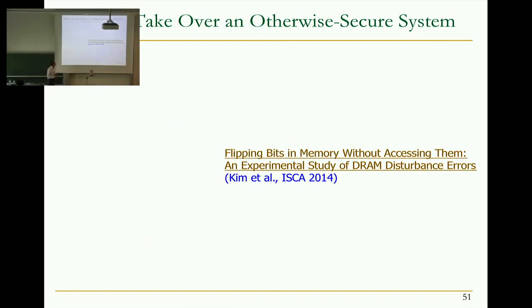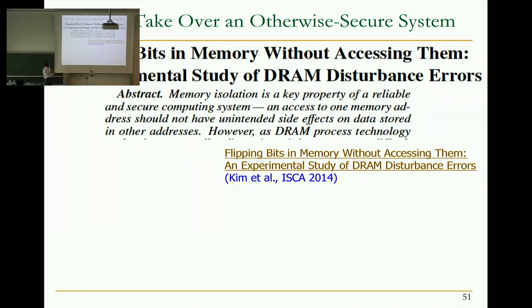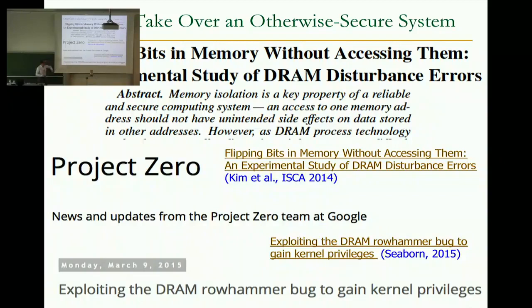And when we wrote the paper, we said that memory isolation is a key property of a reliable and secure computing system. Access to one memory address should not have unintended side effects on data stored in other addresses. I still believe this is really important, very fundamental. And we said that because rowhammer violates this invariant, you can easily construct many different types of attacks. So you can easily hijack the system by writing a user-level program. And while we were working on it, the good folks at Google Project Zero published this blog post in 2015 where they showed that you could exploit this DRAM rowhammer failure mechanism to gain kernel privileges. And this is beautiful security engineering.